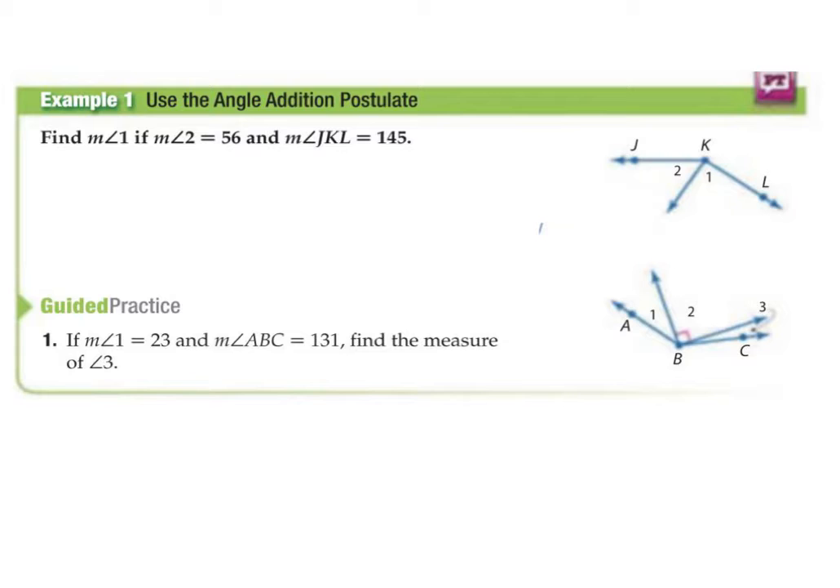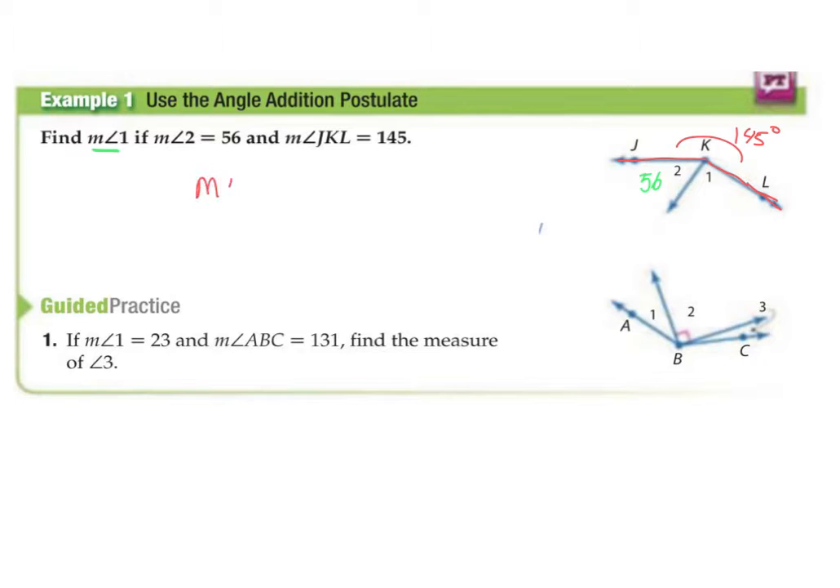So let's take a look at a practice problem. Find the measurement of angle 1 if the measurement of angle 2 is 56. So angle 2 is 56. It's always a good idea to use your picture to write down your given information. And then the measurement of angle JKL, well, JKL is the entire angle, so that entire angle is 145.